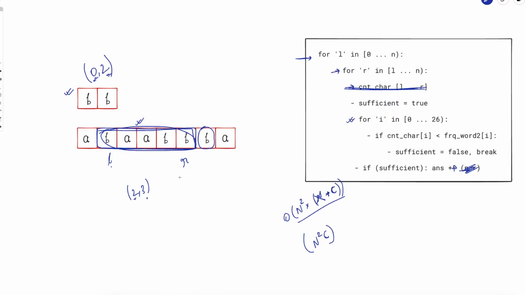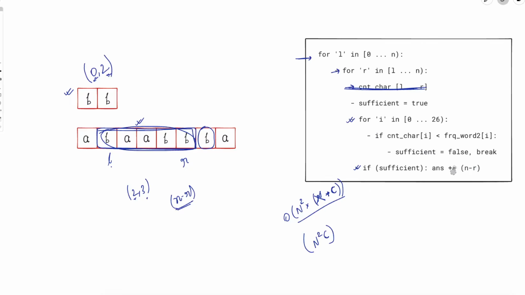And once you figure out the first r, you can simply add n minus r to your answer, because after this r, every position will be valid, right? So you will simply add n minus r to your answer once you figure out this r. Now, figuring out this r also is not straightforward. Basically, what you did is, instead of going from L to N, as soon as you find one sufficient, you increment your answer by n minus r instead, right?